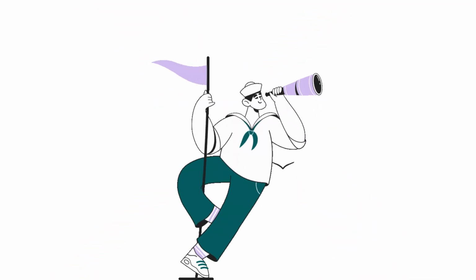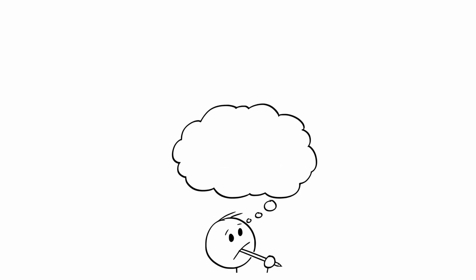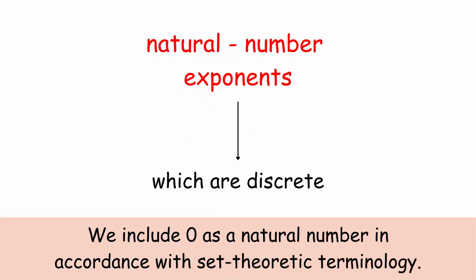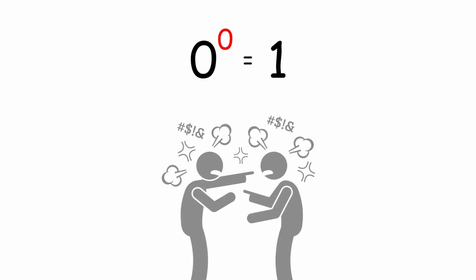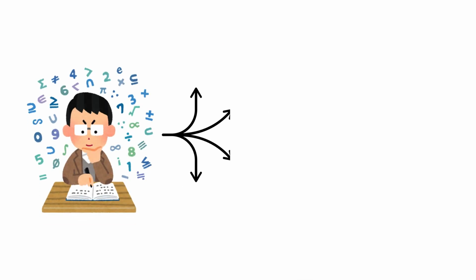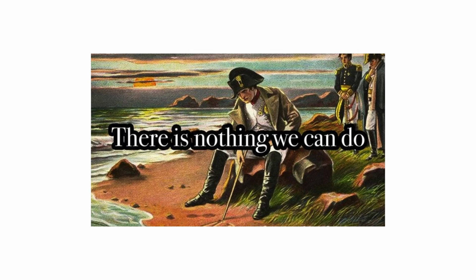That's not to say that this is a universal standard. There are still other places where the expression is undefined. The definition 0 to the 0th power equals 1 mainly occurs when thinking exclusively about natural number exponents, which are discrete as opposed to real or complex number exponents, which are continuous. Ultimately, many of the arguments over this subject can be resolved by taking into account the different needs of different areas of math. People will probably still argue anyway, but there's not much you can do about that.